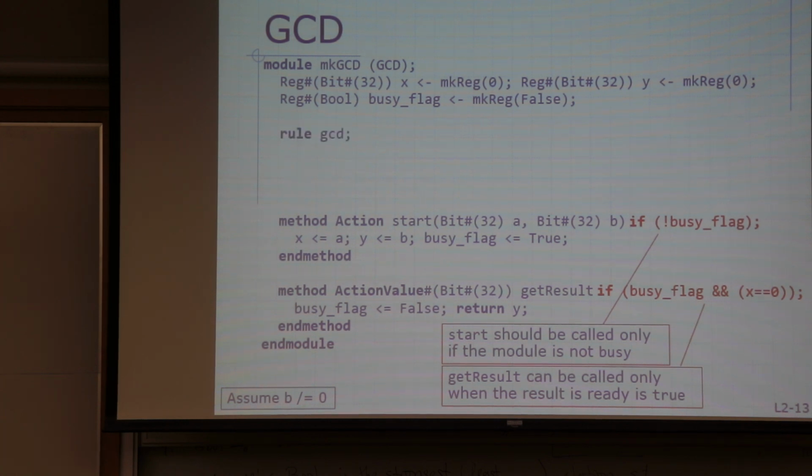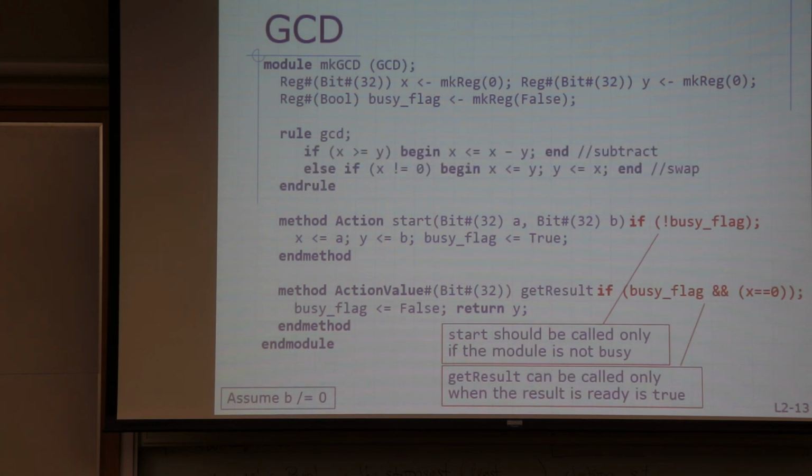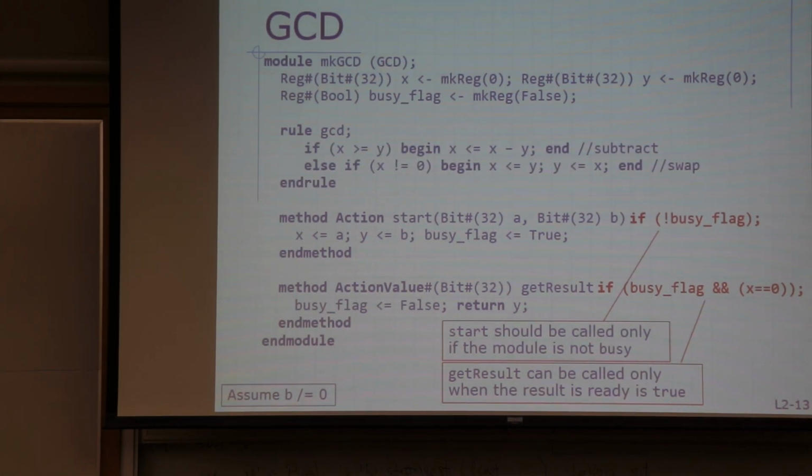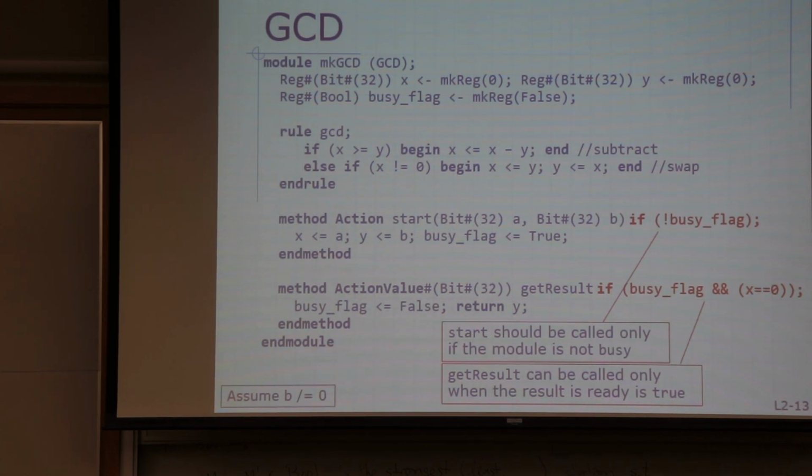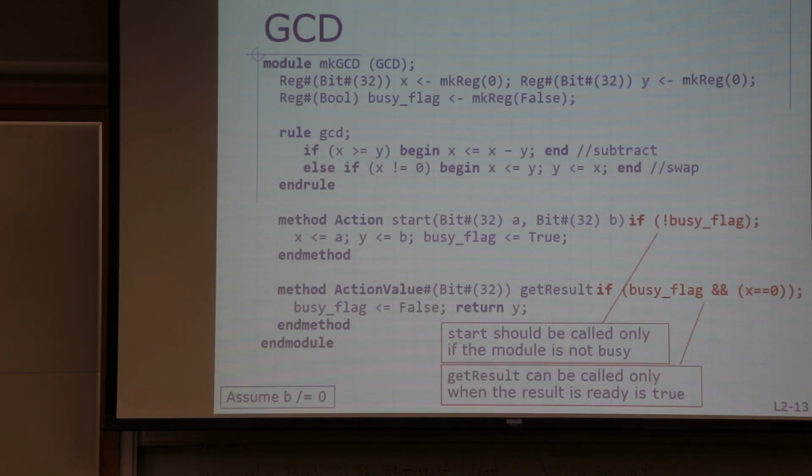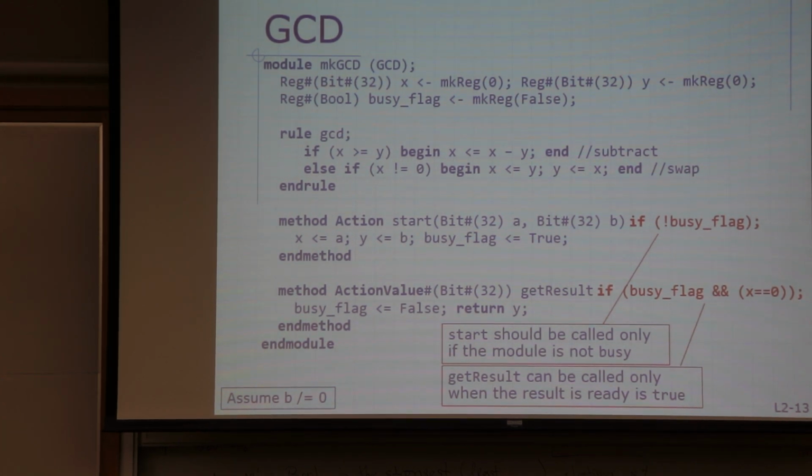Okay, so now actually write down the rule for computing the GCD, and this is what you were saying, right? If X is greater than Y, then X gets X minus Y. That was the subtract rule. And if X is not equal to 0, then you swap. So what can you say about this rule? Just think, we are always trying to apply all the rules we have got. So what will happen to this rule? When can you apply it?